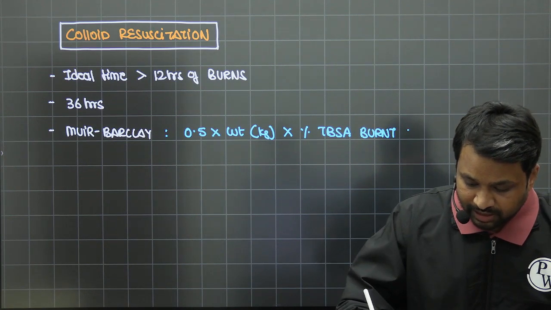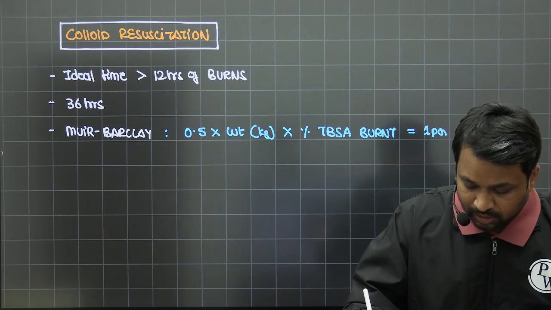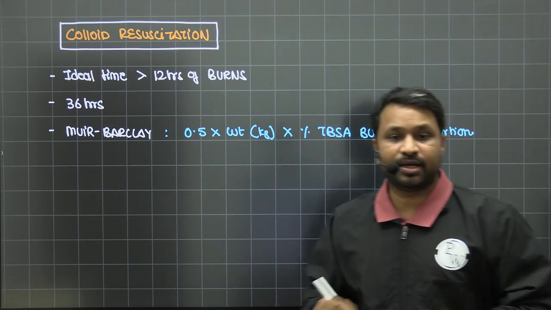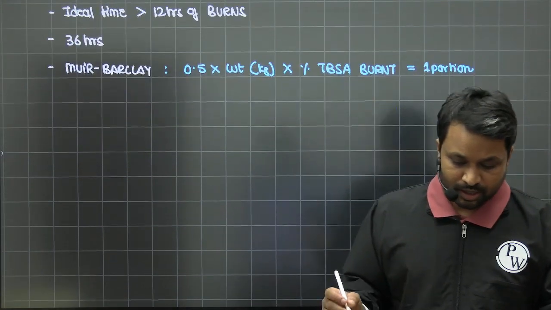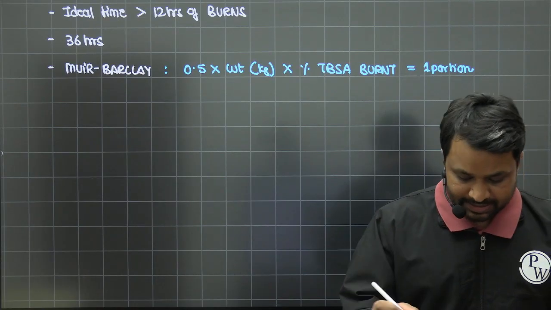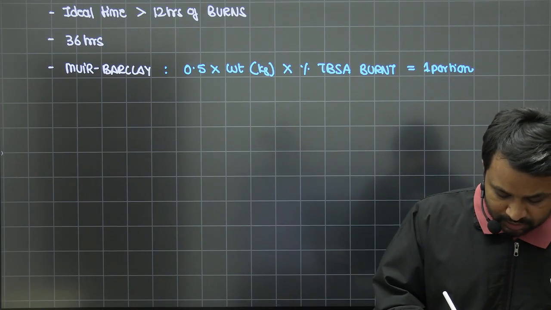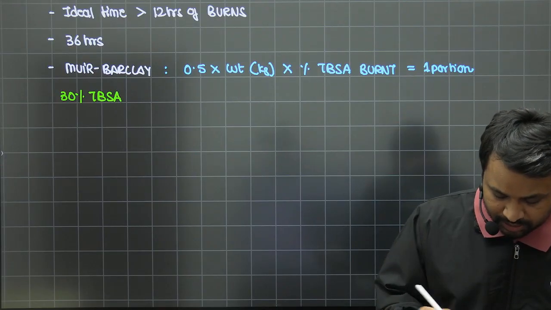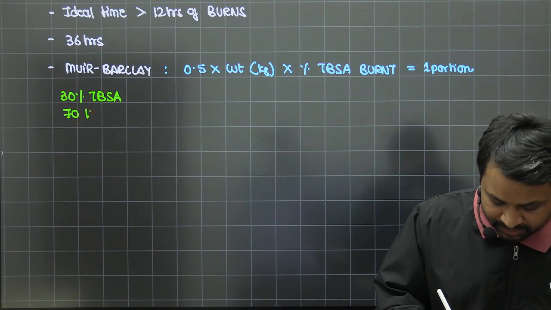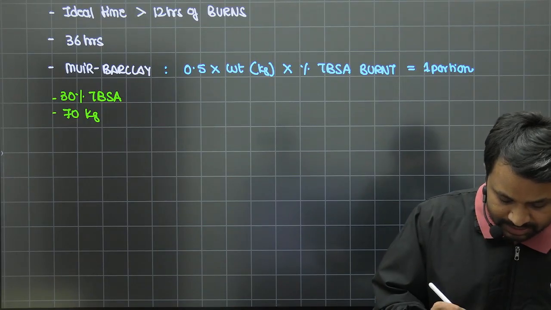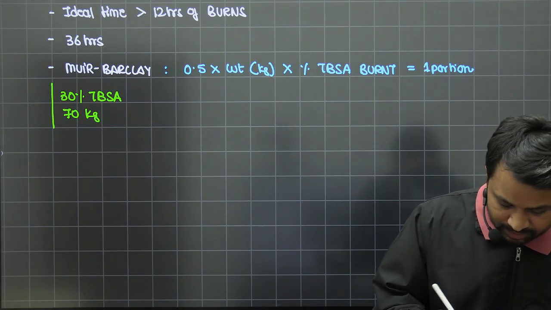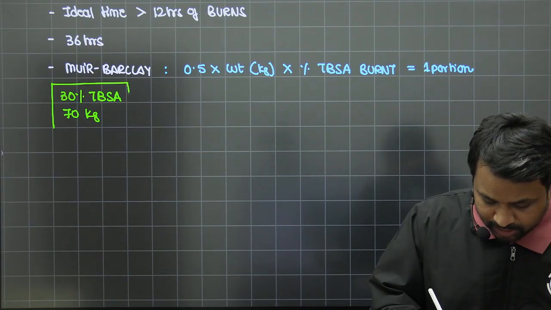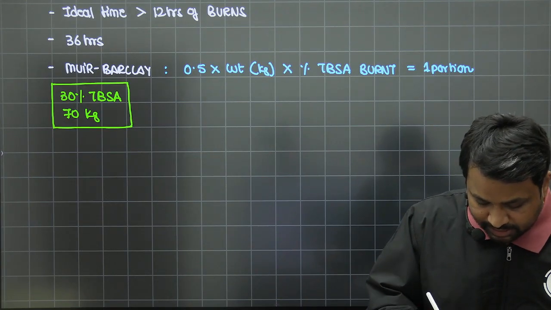Whatever you calculate, it will be considered as one portion, right? So we have our patient whom we will take as an example. We have 30% of the total body surface area burnt, and the patient is weighing 70 kilograms, right? So this was the data that we had. So we're going to calculate the amount of colloid that is going to be required to resuscitate this particular patient.